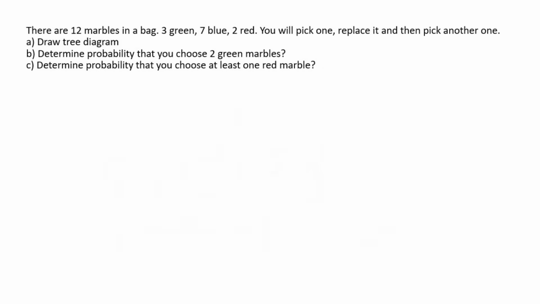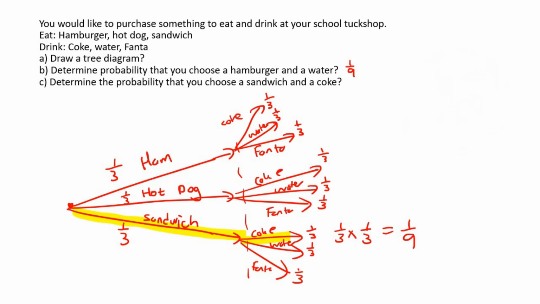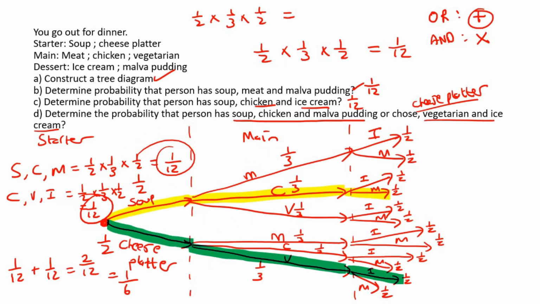Okay, now things are going to start getting a bit more interesting in terms of the numbers being different. So there are 12 marbles in a bag. Okay, so you've got 3 green, 7 blue, and 2 red. Now some learners are like, okay, so we've got 3 green, so let's go draw 3 arrows. And then there's 7. No, guys, that's not the way it works. You need to see how many different things are happening.